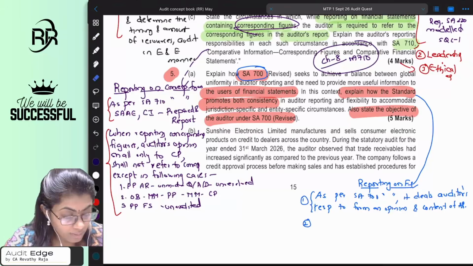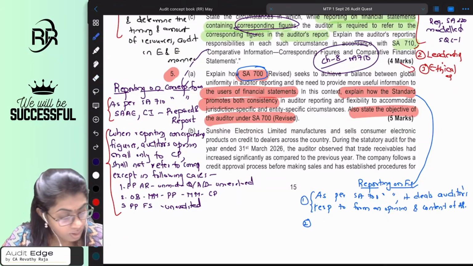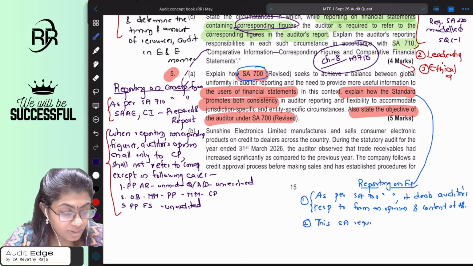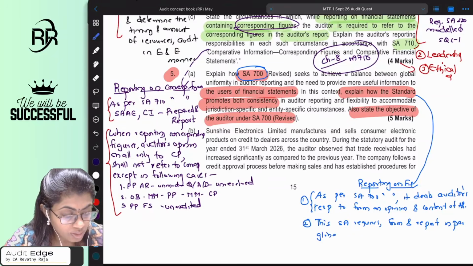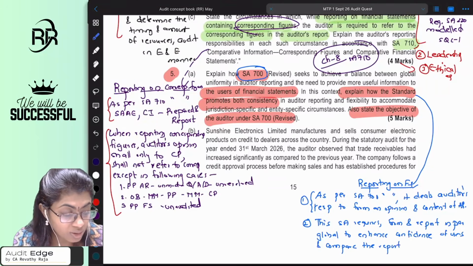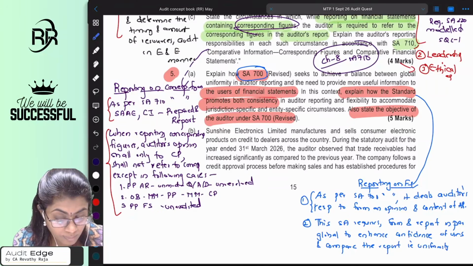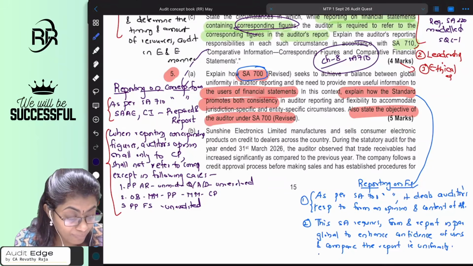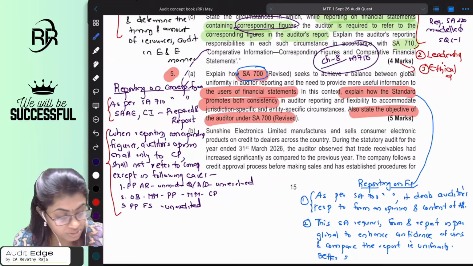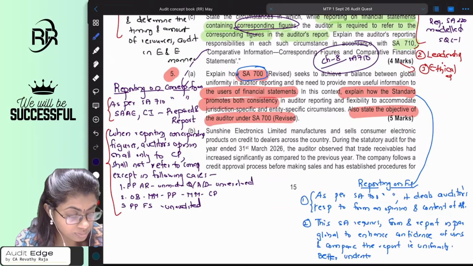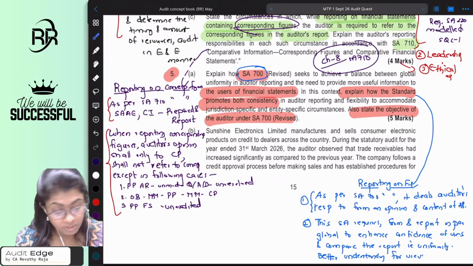In the next part, the SA requires the auditor to form an opinion and to give the report which is in par with the global practices, to enhance the confidence of users and compare the report globally, so as to maintain uniformity and have better understanding for the users. So that should be the second part.